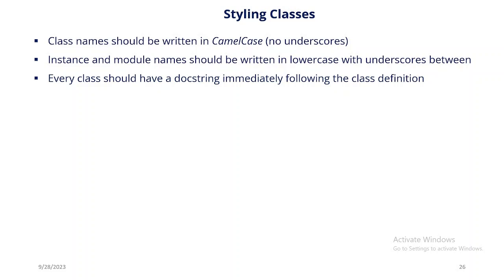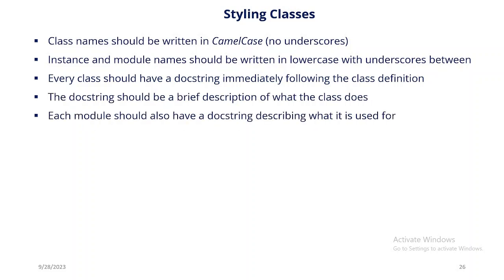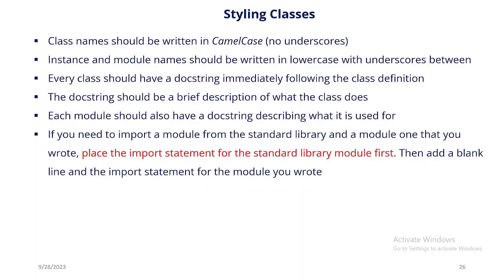Every class should have a docstring immediately following the class definition. These are not laws, they are admonitions. The docstring should be a brief description of what the class does. Each module should also have a docstring describing what it is used for. If you need to import a module from a standard library and a module that you wrote, like we said before, place the import statement of the standard library module first, then add a blank line before you start importing your own modules.